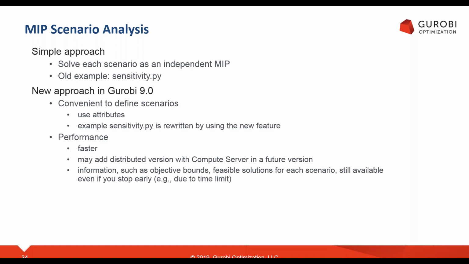The new approach in Gurobi is different from that. First, the API changes make it more convenient to define those scenarios via these attributes. Then we have an algorithm that can deal with all those scenarios in a single shot. This should be faster than solving those MIPs individually. In future versions, we may even be able to come up with a distributed version of that using Compute Server. This is not in Gurobi 9.0, but might come in the future.